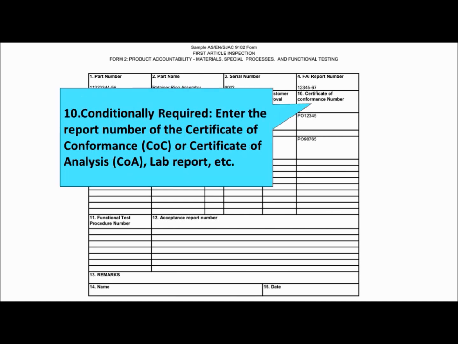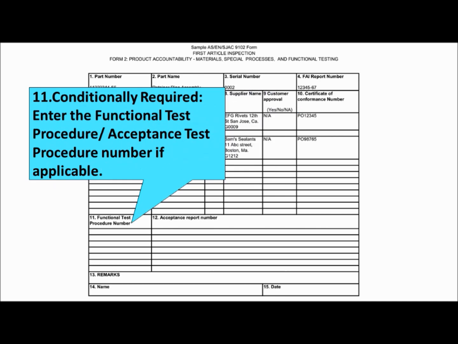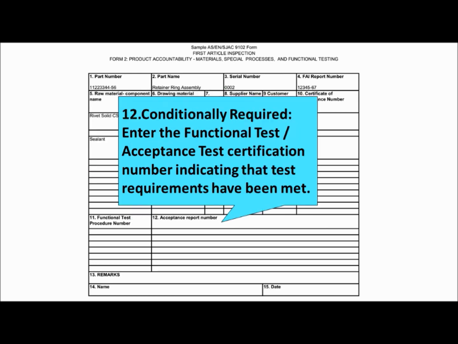Field 10 is conditionally required. Please enter the report number of the Certificate of Conformance (COC) or Certificate of Analysis (COA), lab report, etc. Field 11 is conditionally required. Please enter the functional test procedure or acceptance test procedure number if applicable. Field 12 is conditionally required. Please enter the functional test or acceptance test certification number indicating that test requirements have been met.